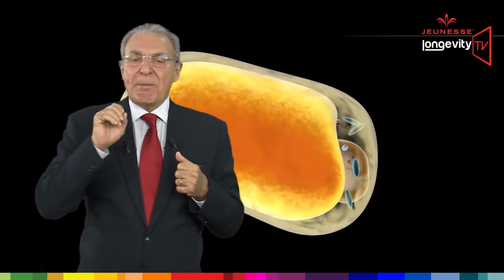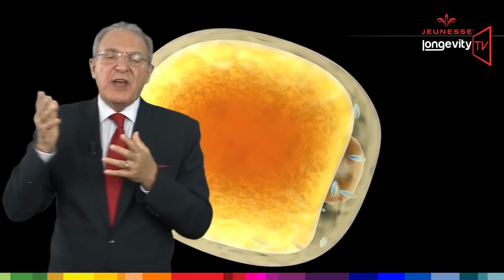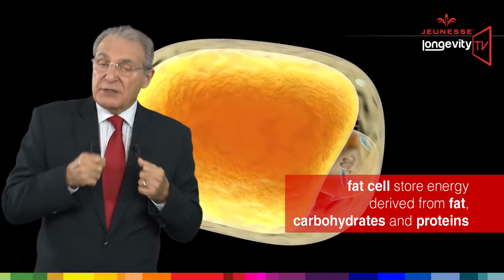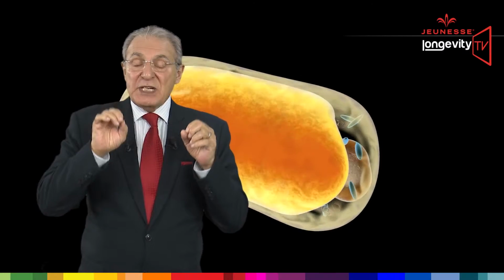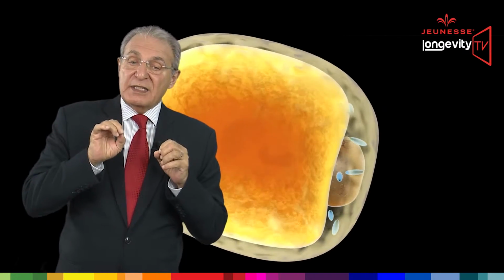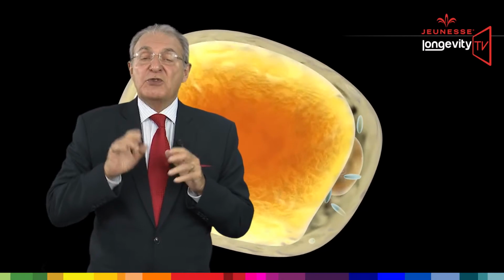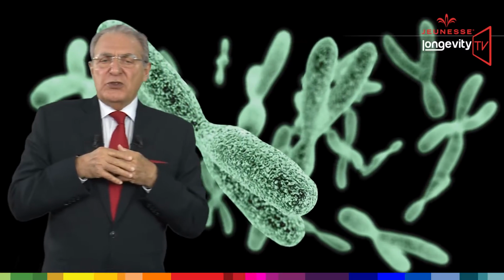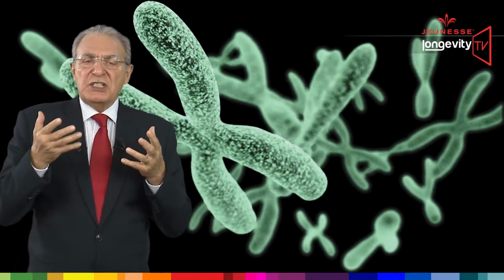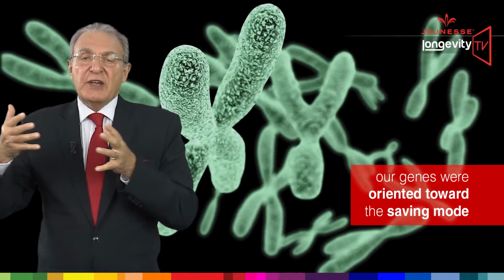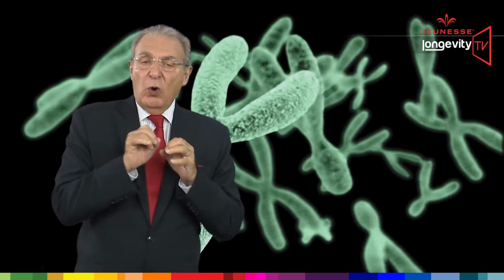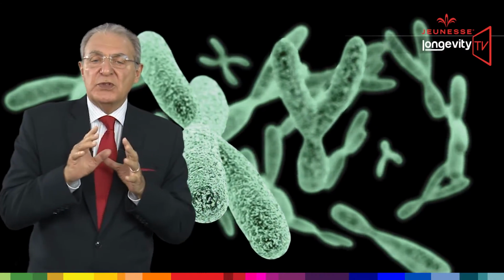This cell has the capacity to store all kinds of energy derived from fat, from carbohydrates, and even proteins. It can increase 50-fold its size and retain energy in the form of triglycerides. Because of the uncertainty of food availability, our genes were oriented toward saving mode, which means that every time we eat, all the energy coming from the food was oriented into the storage facility.